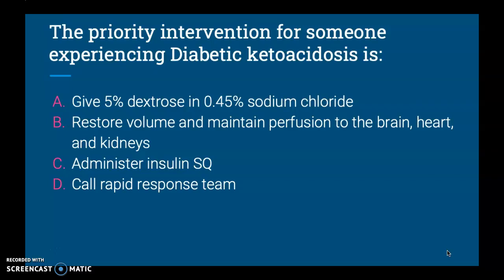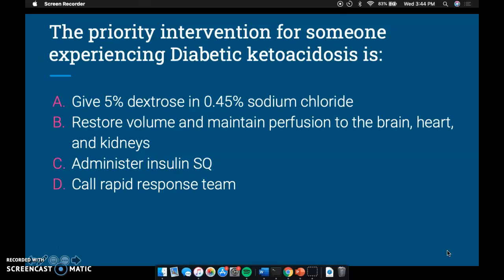The priority intervention for someone experiencing diabetic ketoacidosis is A. Give 5% dextrose in 0.45 sodium chloride, also known as normal saline. B. Restore volume and maintain perfusion to the brain, heart, and kidneys. C. Administer insulin sub-Q. D. Call the rapid response team.